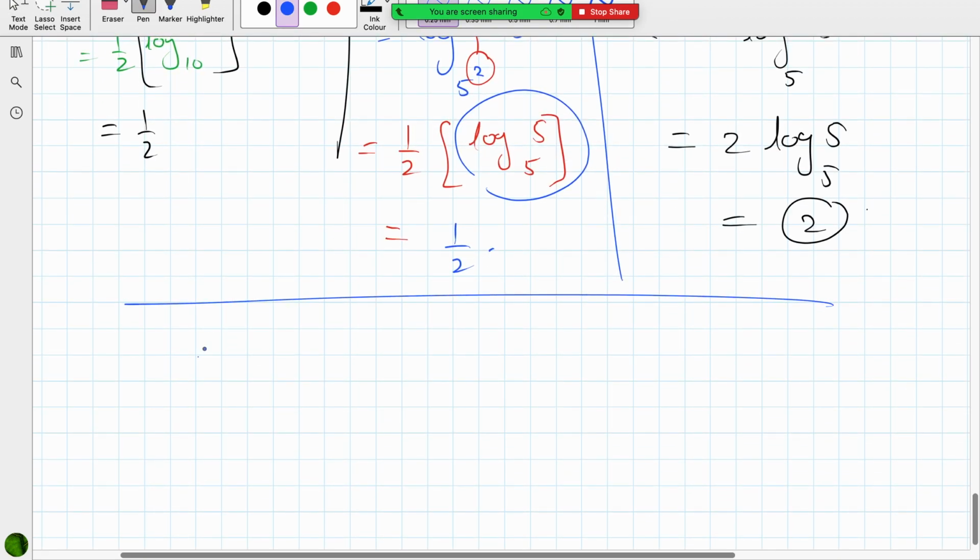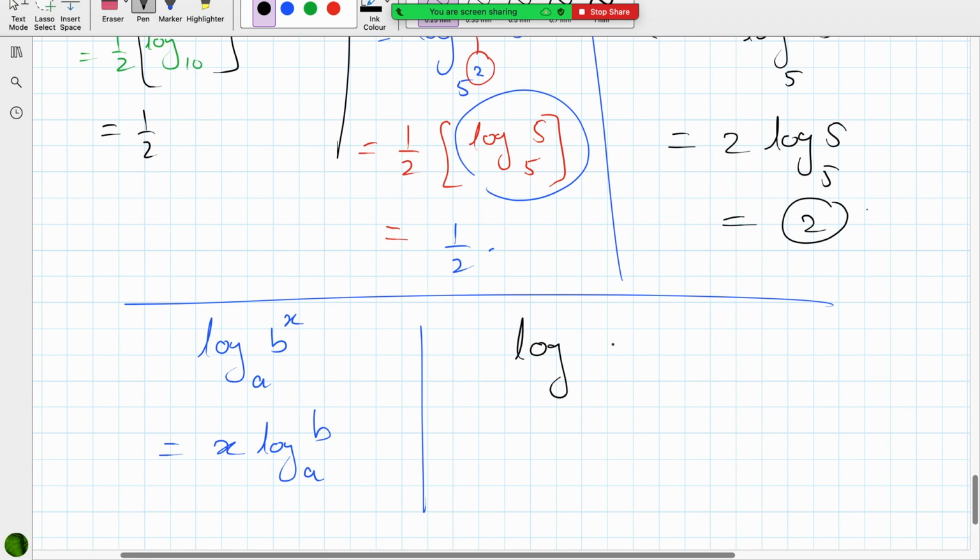In general form, if I write log of a to base b with power x, next step would be x log a to base b. And if we write log of y to base x with power p, this would be 1 by p log y to base x. Are you getting it? When you bring power outside, when it is above this number, this becomes only x. When it is in the base, it becomes 1 over that number, reciprocal of that.